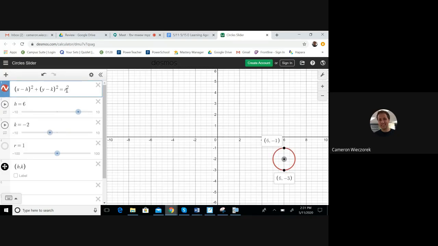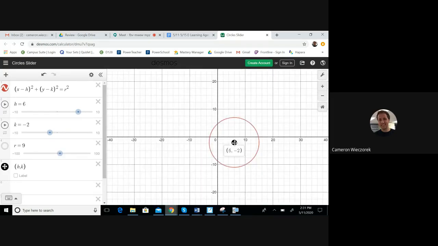And you'll notice in the equation, though, it's not r, it's r squared. So it's squaring the radius in the equation. If I change my radius to, say, 9, this is pretty big. I'm going to have to zoom out a little bit so I can see this. If you want to zoom out, just go to the little minus sign in the top right corner.